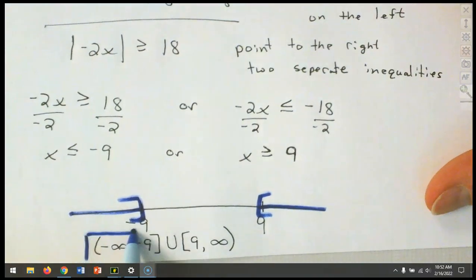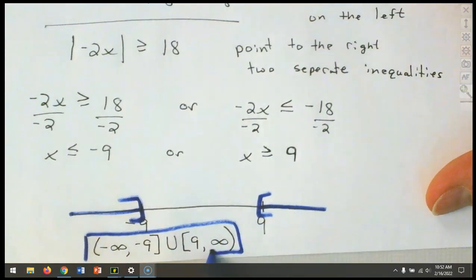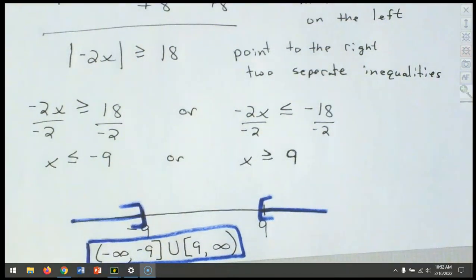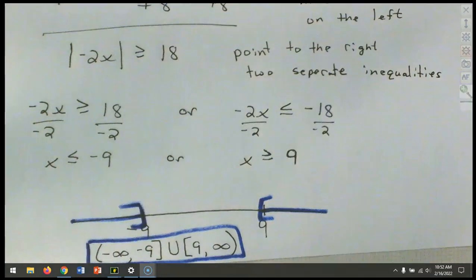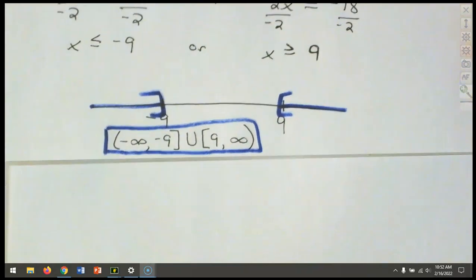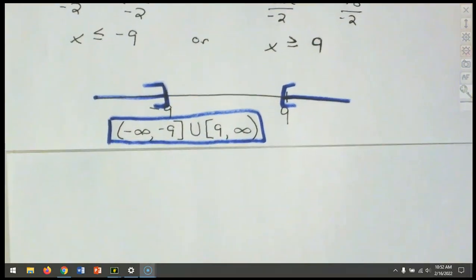So the way that the inequality symbol points, that determines which way we write the inequality. And so, let's try another one.